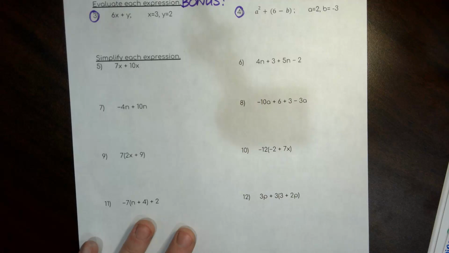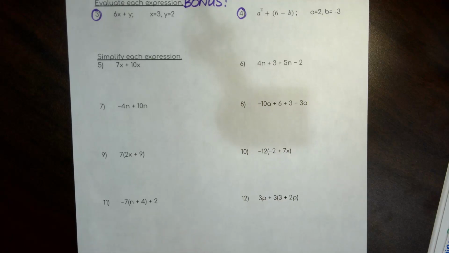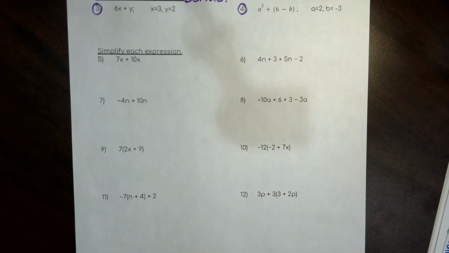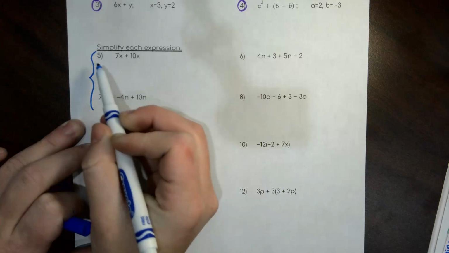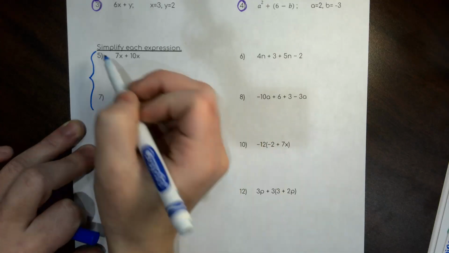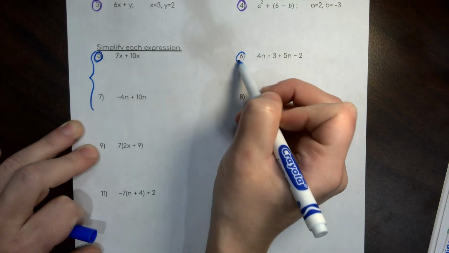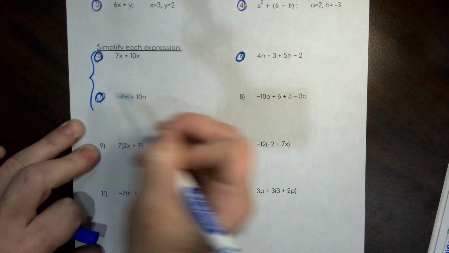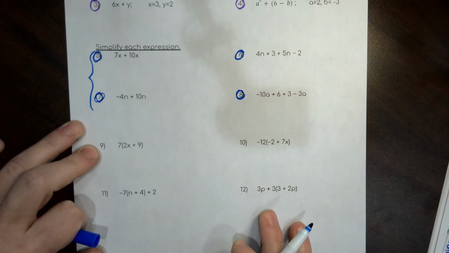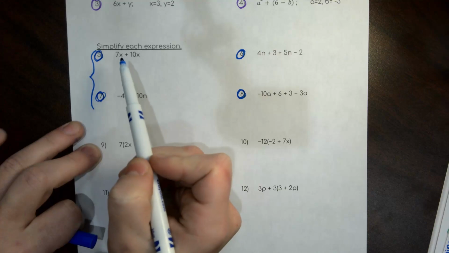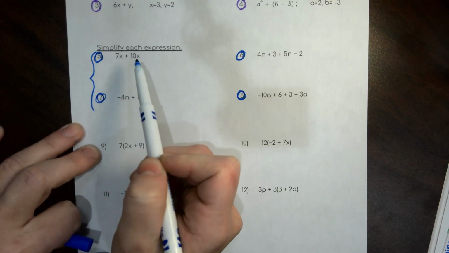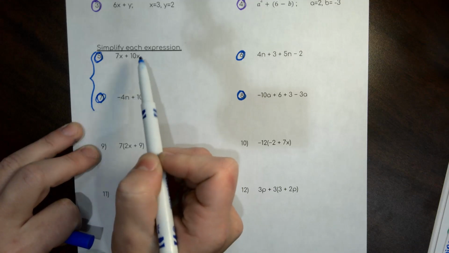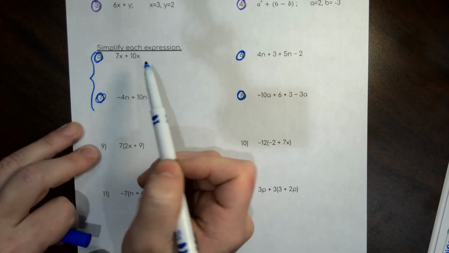Now let's look at number 5 through 12. In these problems, the first 4, so 5, 6, 7, and 8, you are just adding and subtracting. You're just combining your like terms. So like for number 5, I have 7x plus 10x. Since they have the same variable attached, we can just add them together like normal numbers.